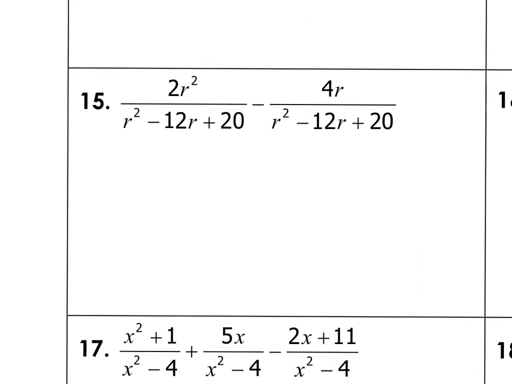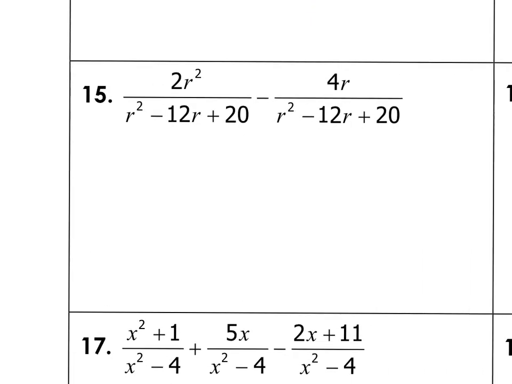Next problem is number 15 here, and we have a subtraction problem this time. Awesome. Okay. So that gives me 2r squared minus 4r all over r squared minus 12r plus 20. So I can factor the top. And what can I factor out of the top?